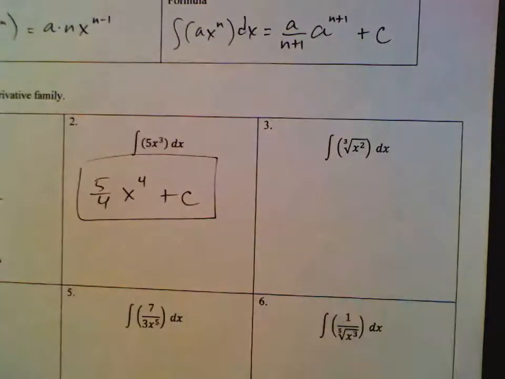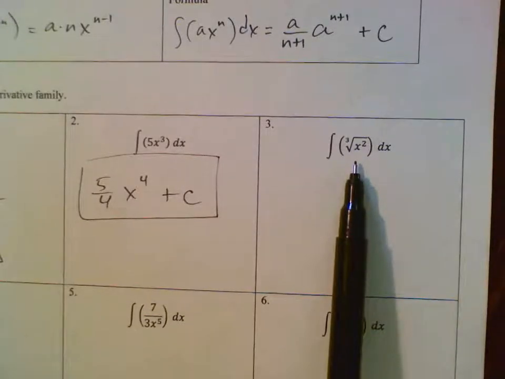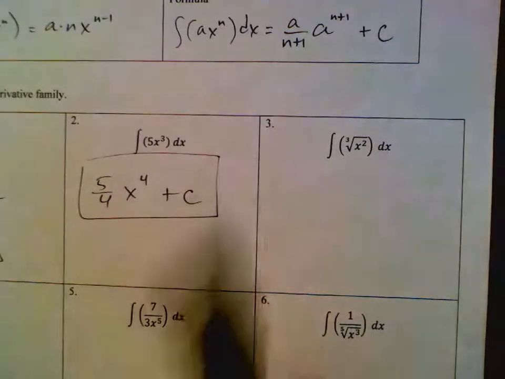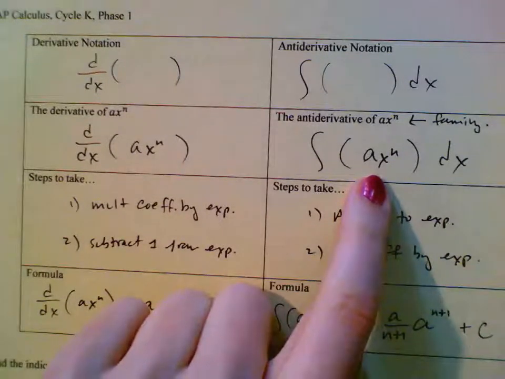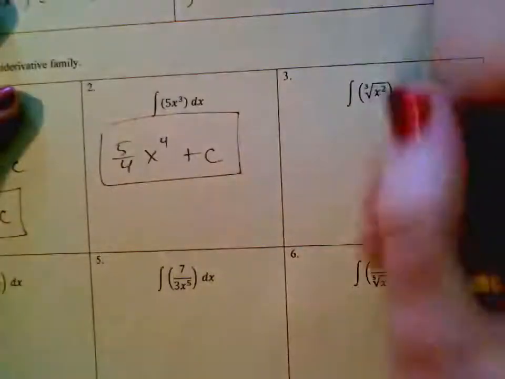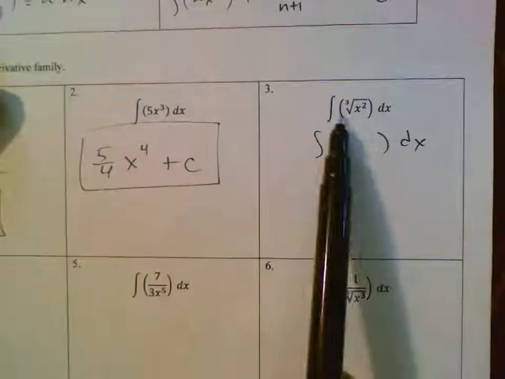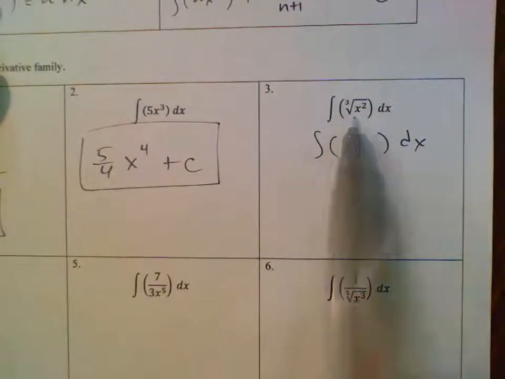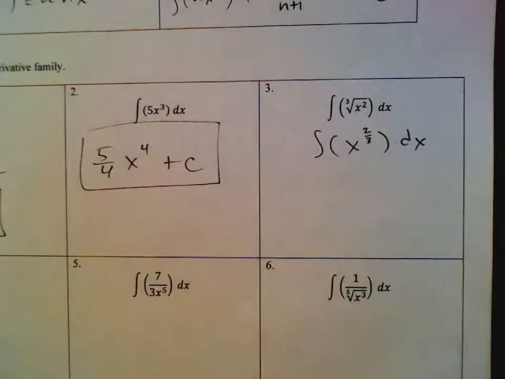Now here, we want to do the antiderivative of the cube root of x to the 2nd. But the thing here, guys, just like with derivatives, the first thing you want to do with an antiderivative is try to express it in the form ax to the n. So I'm going to bring down my notation, and I'm going to ask myself, how could I express this in the form ax to the n? So it would be x to the 2/3. Okay, so I just rewrote that antiderivative.